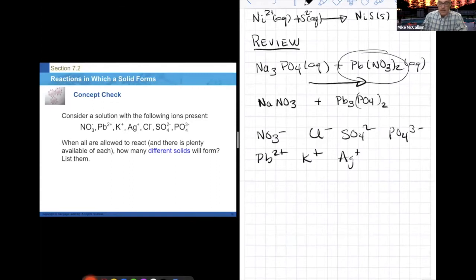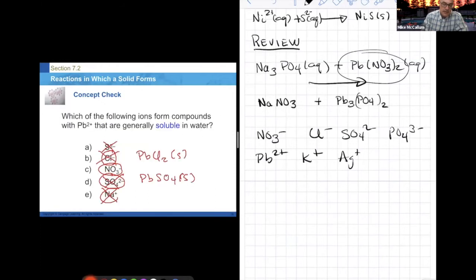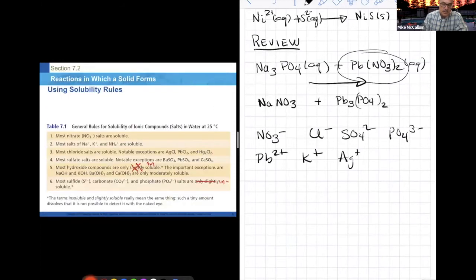Well, you have to go through the solubility rules. So now that I've had this written down, let me slide back to the solubility rules and see what we can form. And we'll take each one in turn. Really, the more organized way to do this would be to do it this way. Lead 2, potassium and silver, nitrate, chloride, sulfate, and phosphate. Do something like this, right?